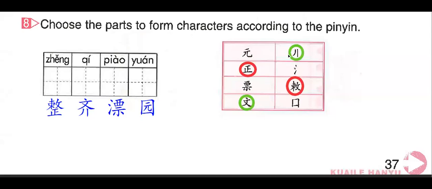The second one we use here with green. The third one we use here, this is the radical for 水, water, and this one here. And the last one is very easy because we are using this and this one here. So please, you can stop the video and check your answers. We continue with the next exercise.